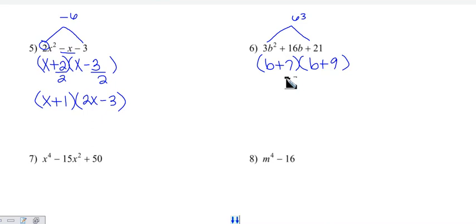After you've figured out your numbers, take that lead coefficient and divide it into each of your terms. If it does not divide evenly, take that denominator and bring it out front as a coefficient. So this first parentheses will be 3b plus 7. The second parentheses does divide evenly, giving me b plus 3.